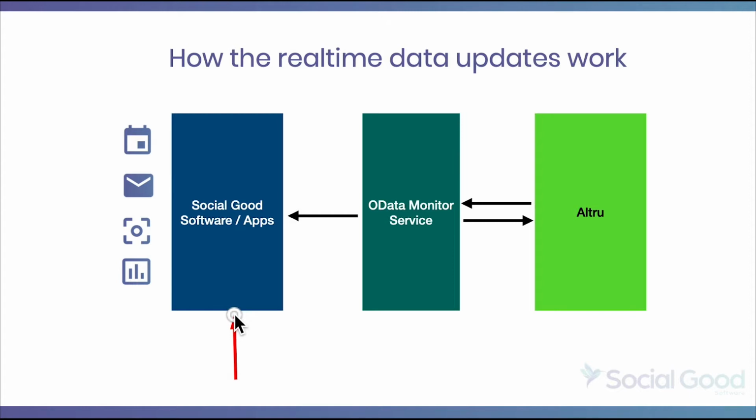So this part here is where your applications live for the Social Good Software side of things. This includes your calendar, your email designer, your barcode scanner, and your data bridge. These applications are living on our side. These are applications that we maintain, update, and continue to innovate on. So that's essentially where those are living.